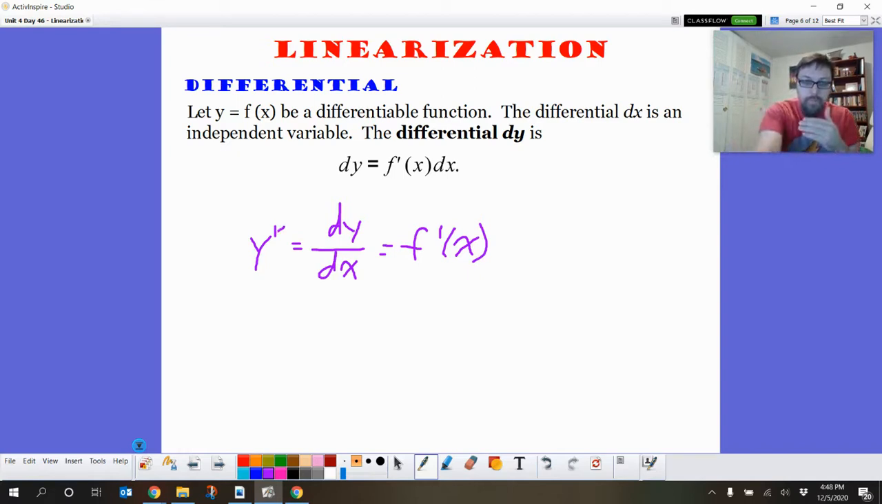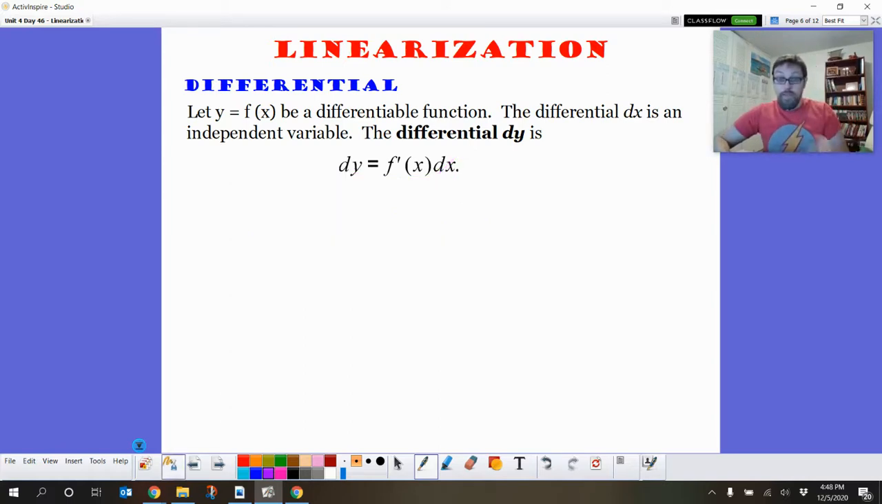Well, ignore this for a second. This is just a division symbol. So why can't we just multiply both sides by dx? Or in this case, divide both sides by dx. The two dx's would cancel on this side, and we'd be left with dy over dx equals f prime of x. So we can treat these as separate variables, which is kind of neat.